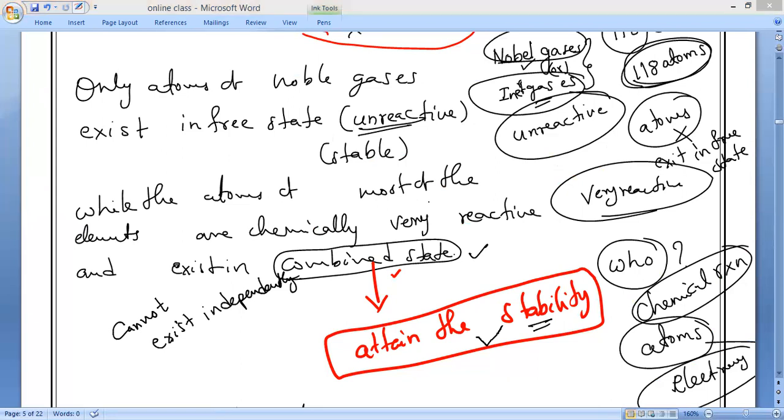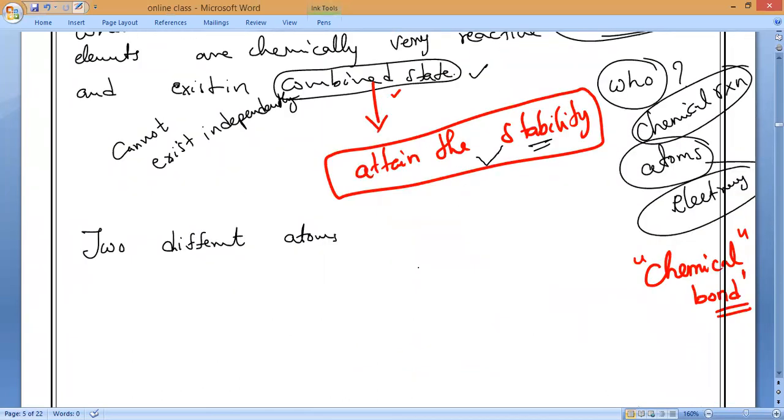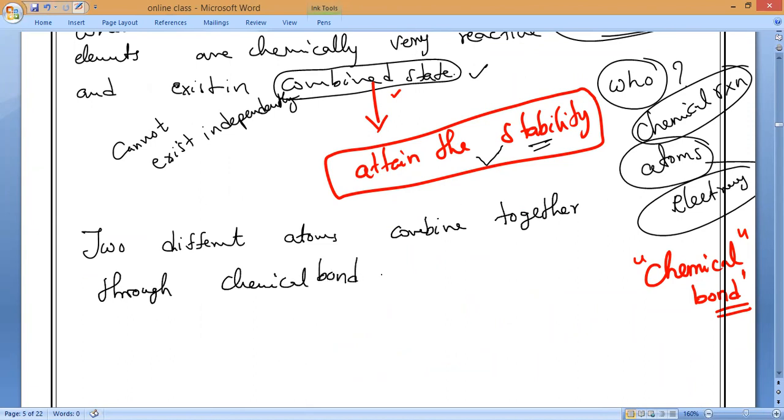Yes, sir. So when these two different atoms combine together, through what bond? They will always combine together through a chemical bond. Chemical bond. Okay. To stabilize themselves, to become stable, and then what will they form?